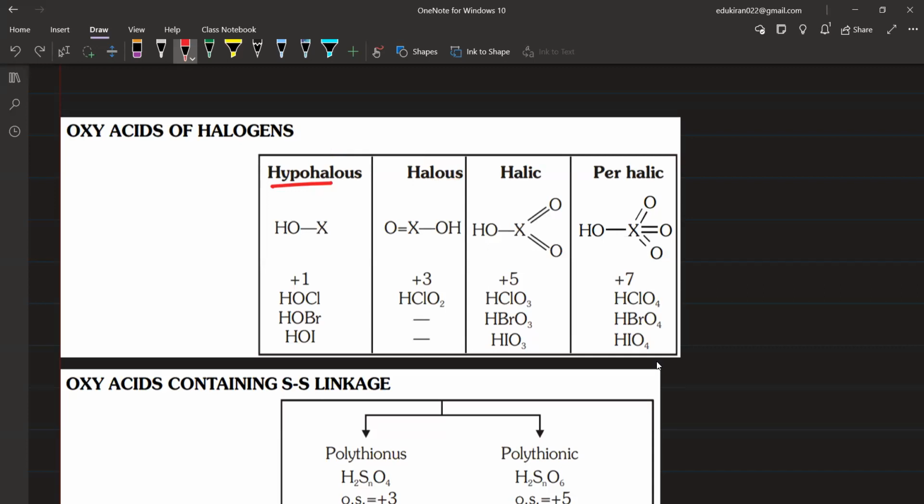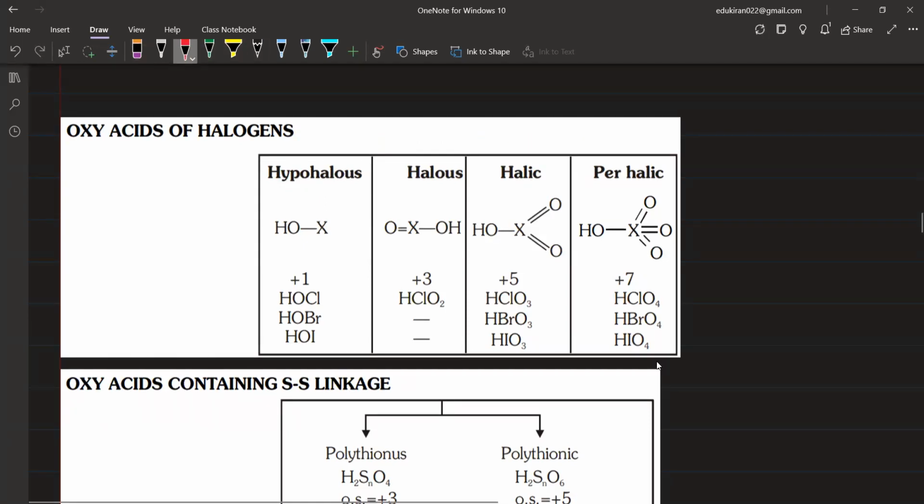Then again there is halic acid. Halic acid में क्या हो रहा है? Halic acid में you are adding one more oxygen atom. Perhalic acid में you are adding one more double bond O, ठीक है? So this is a very easy trend to remember. Hypohalous में you will have 0 double bond O. Here you will have 1 double bond O. Here you will have 2 double bonds O. And here you will have 3. Okay? So please write this down.